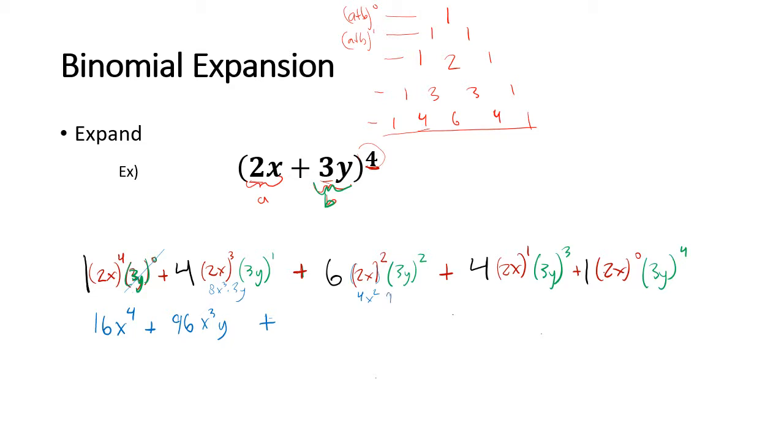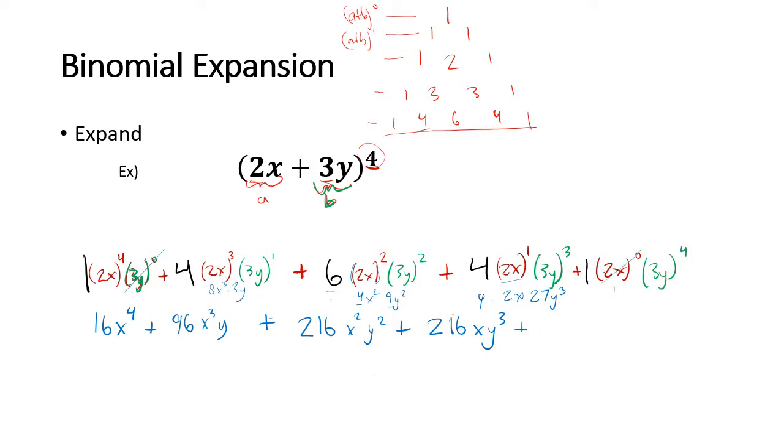3y squared, that's like saying 9y squared. And then times 6. So what is 6 times 4 times 9? 6 times 4 times 9 is 216. So 216 is the coefficient, 6 times 4 times 9, and we have x squared y squared. Then we have plus. So now what is 2x to the 1st? It's just 2x. 3y cubed, that's 27y cubed, times 4. What is 4 times 2 times 27? Well, it's also 216. So 216xy cubed, plus, and then lastly, that's just 1.